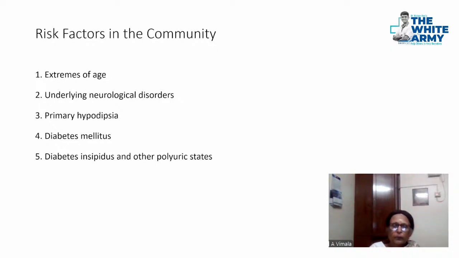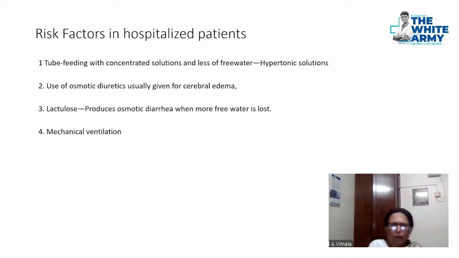So other polyuric states we know are when somebody recovers from acute kidney injury, there is a diuresis. When somebody has hypercalcemia, there is a diuresis. So these are some of the risk factors for somebody to develop hypernatremia in the community. What are the risk factors in hospitalized patients?